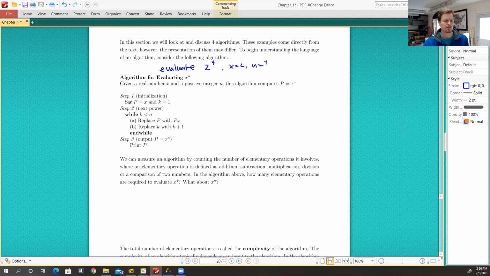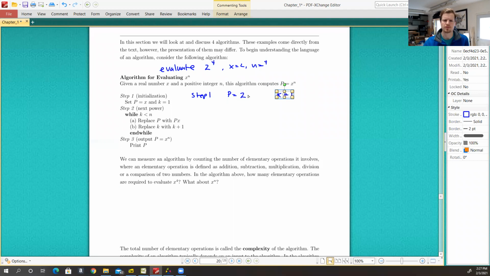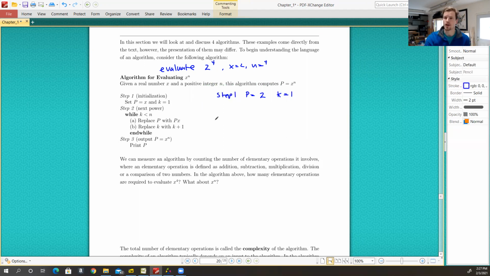All right. So let's see here. Step 1 says that we want to let p be equal to x and k be equal to 1. So here at step 1, we would set p equal to 2 and k equal to 1. I want this stuff a little bit further to the right a moment, so we can discuss a little bit about what's going on as we move through the algorithm. All right, so that's step 1.